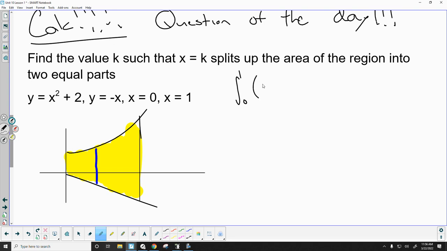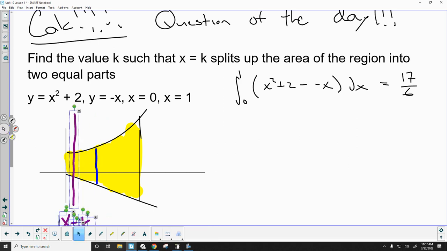We said, from 0 to 1, from left to right, the height was the y at the top, which is y equals x squared plus 2. The y at the bottom was y equals negative x. And we got 17/6. Great, I already did that. But that's not the question. But that work will be used. The question is, find the value k such that x equals k splits the area of the region into two equal parts. So there is some line, x equals k, that splits this into two equal parts.